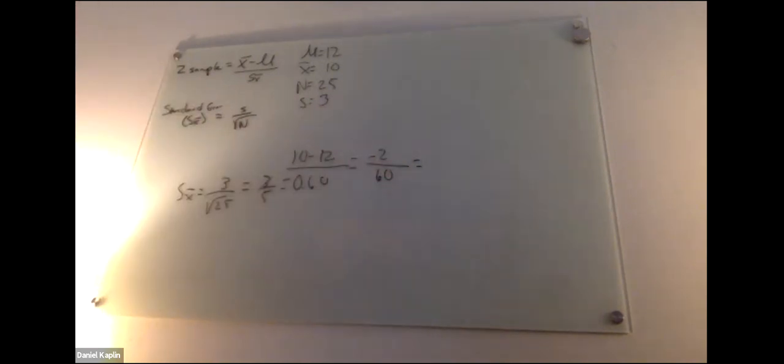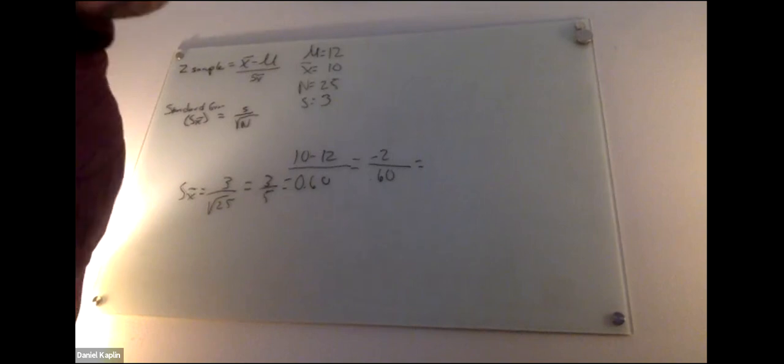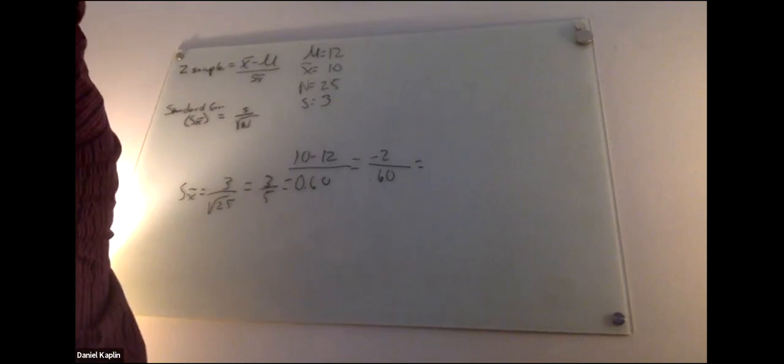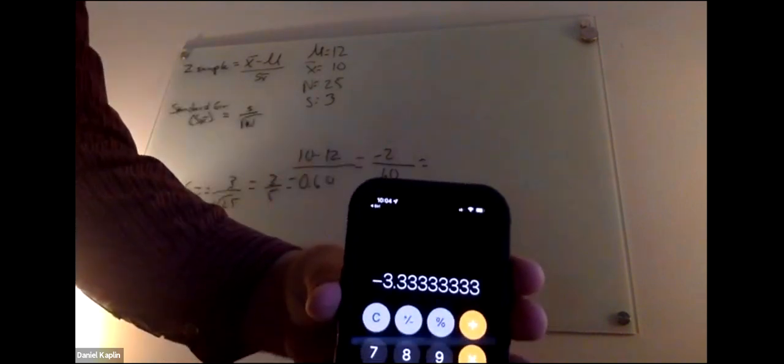And then we have to calculate that z-score. So let me get a calculator and I will tell you exactly what that comes out to. All right, so here I have my calculator. So I'm going to do -2 divided by 0.60, and I'm going to get a number, -3.333. So that would be the final solution here.